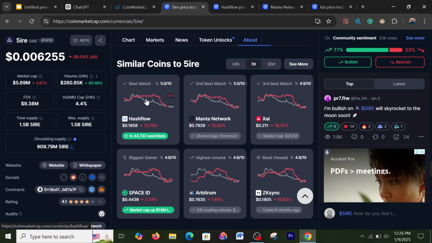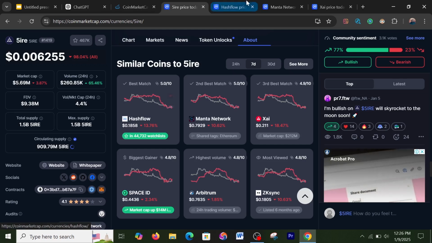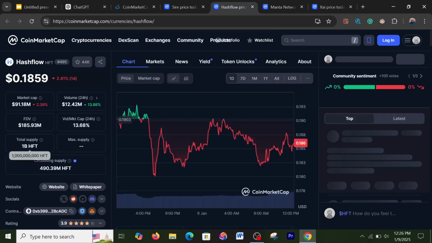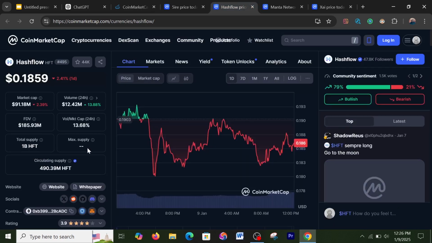It's called the related tokens concept. So now we're looking at Hashflow. Okay, it has a total supply of 1 billion. Max supply, most likely an inflationary tokenomics, circulating supply of 490 million. So you could see that both of them have similar characteristics and a similar total supply, and the circulating supply is a bit different, but the market cap is very far. 5IRO is just around 6 million. This one is 91 million. So you see, that one is highly undervalued.